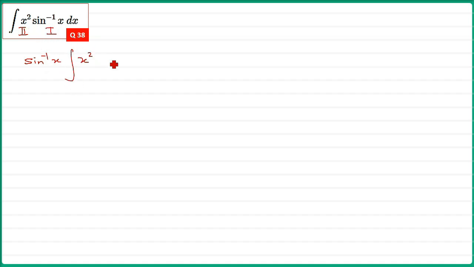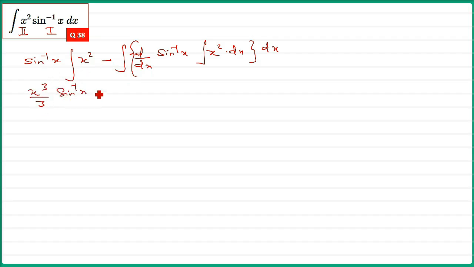The integration of x square, minus the integration of the differentiation of sine inverse x, d by dx of sine inverse x, will be done. Then the integration of x square will be done, and then the result will be integrated again with respect to dx. So sine inverse x it is, x square integration is x cubed by 3. So x cubed by 3 times sine inverse x minus the integration of d by dx of sine inverse x, which is 1 by under root 1 minus x square. This x square already done, x cubed by 3 you can write, and this has to be integrated again. So the first term has already been received.